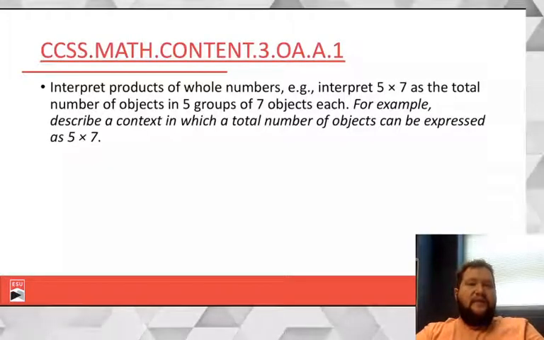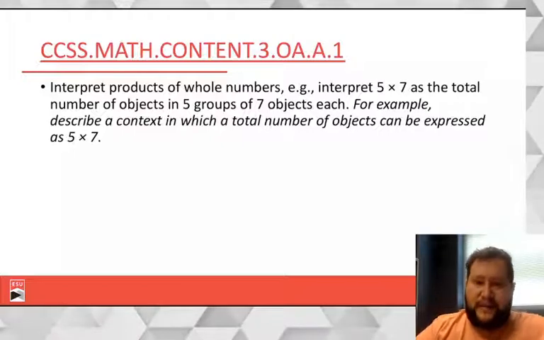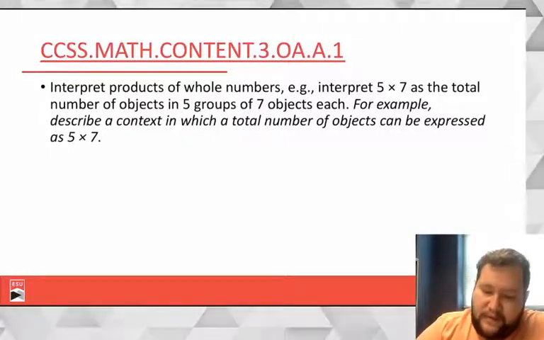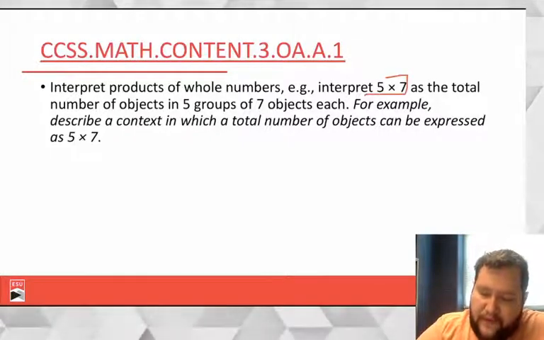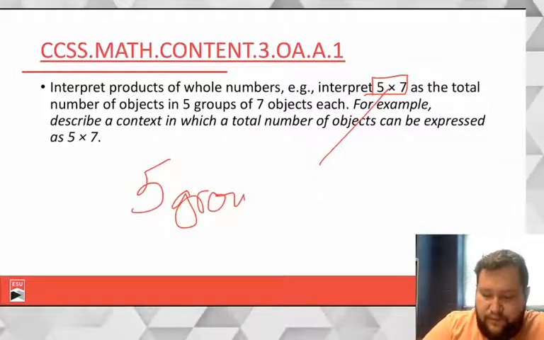To do that, I'm going to start with this Common Core State Standard Math Content 3, so this is third grade, Operations. It says interpret products of whole numbers. For example, interpret 5 times 7 as the total number of objects in 5 groups of 7 objects each. And so it's really important that we know that 5 times 7, we're going to read as 5 groups of 7.